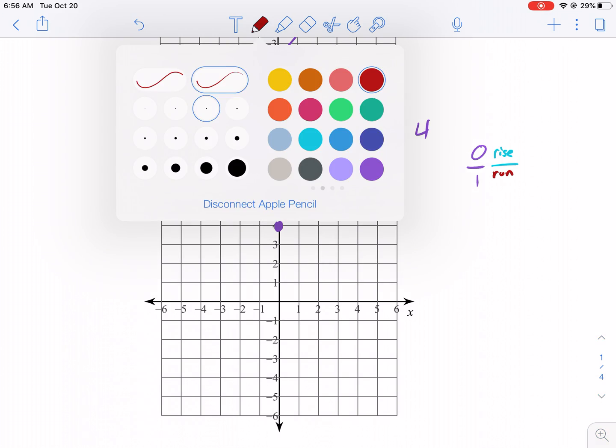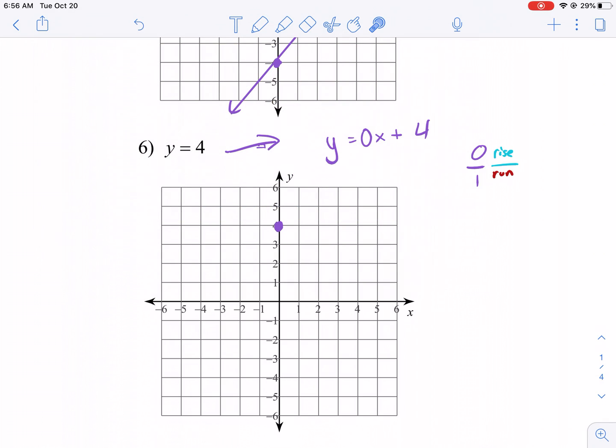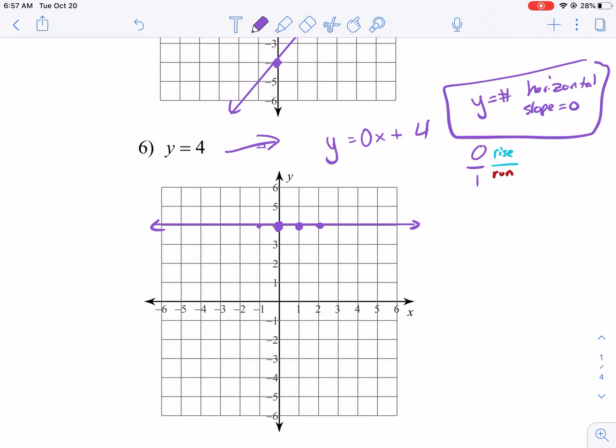So we're going to rise 0. Okay. So we rise. We're not going to go up. We're not going to go down. We just stay flat. And then we're going to run 1, positive direction. We could keep doing this, and we're going to get a line here. It's a flat horizontal line. So anytime we get y equals a number, it is horizontal slope. Slope equals 0. This is true for any time it's y equals a number.